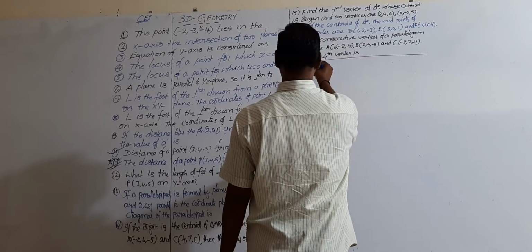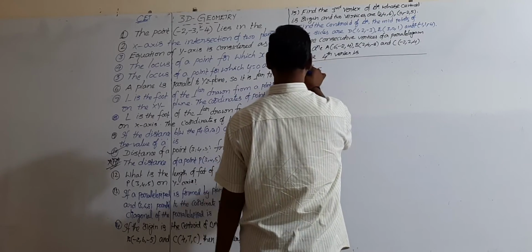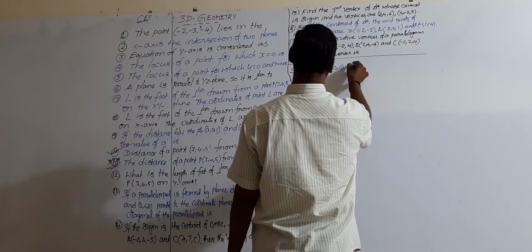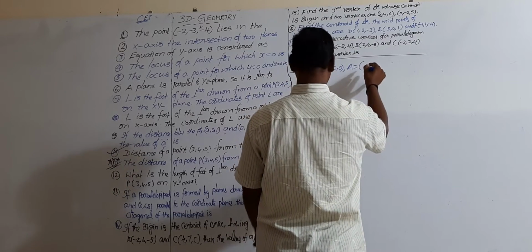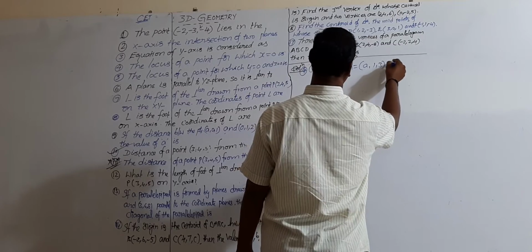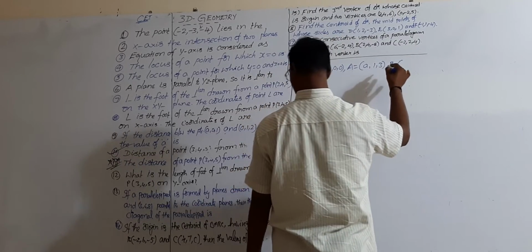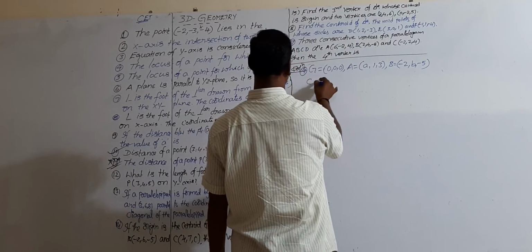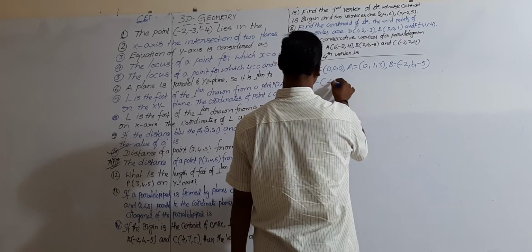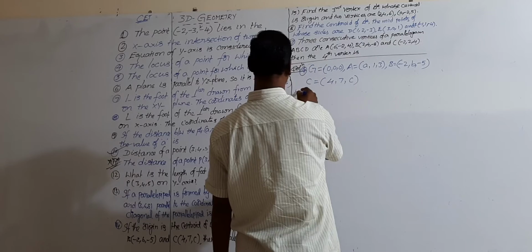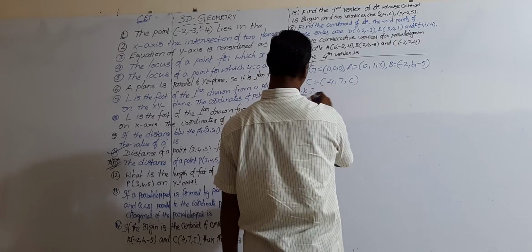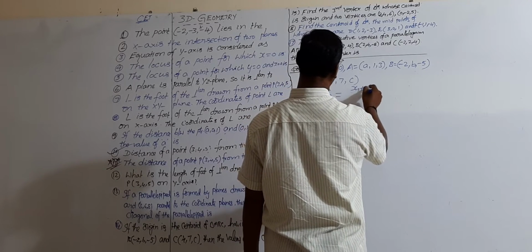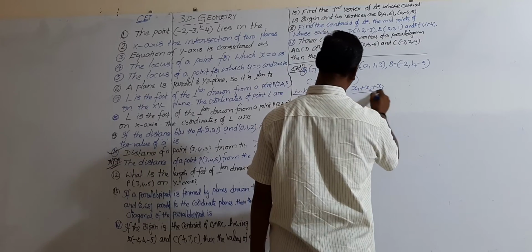So what are the points here? The centroid is the origin (0, 0, 0). A is (a, 1, 3). B is (-2, b, -5). C is (4, 7, c). We know the formula, just write here: centroid G is equal to (x1 plus x2 plus x3) divided by 3.